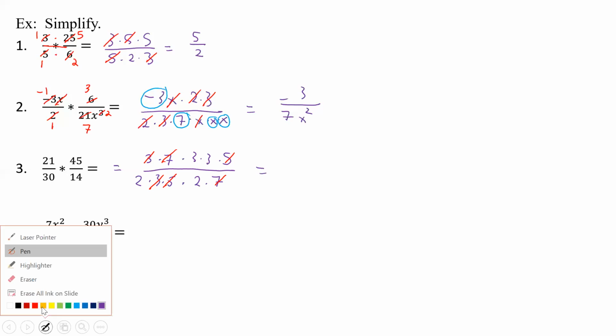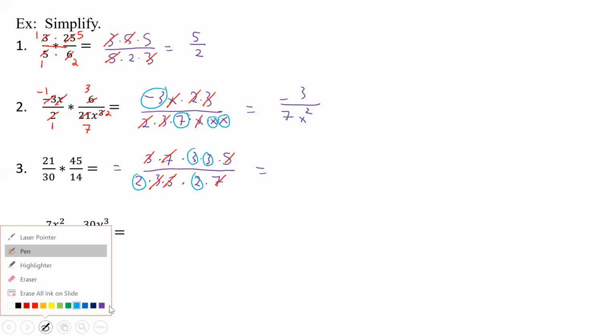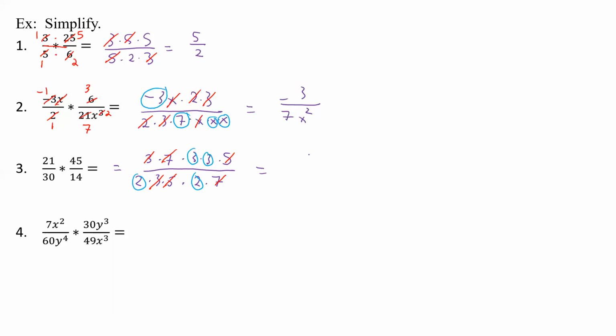Well, we should probably circle what we have left over. So we have a 3, a 3, a 2, and a 2. So now we have 3 times 3, which is 9, and 2 times 2, which is 4. Now, can we reduce it over here instead? Yeah, sure we could.